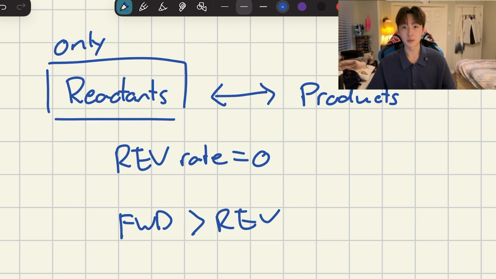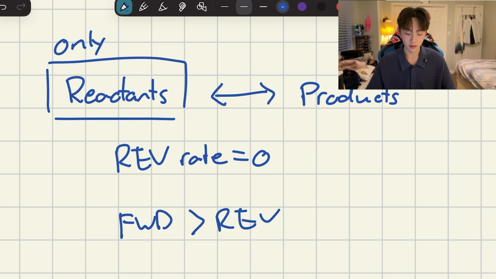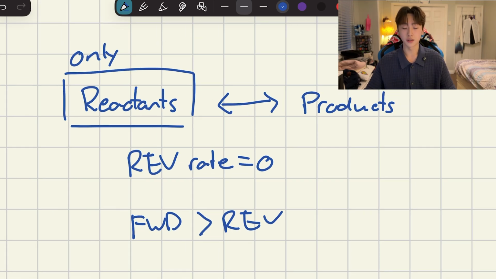So what happens is the reactants are going to turn into products. And as that happens, the reverse rate will start going up until it is equal to the forward rate. And then it'll be an equilibrium.